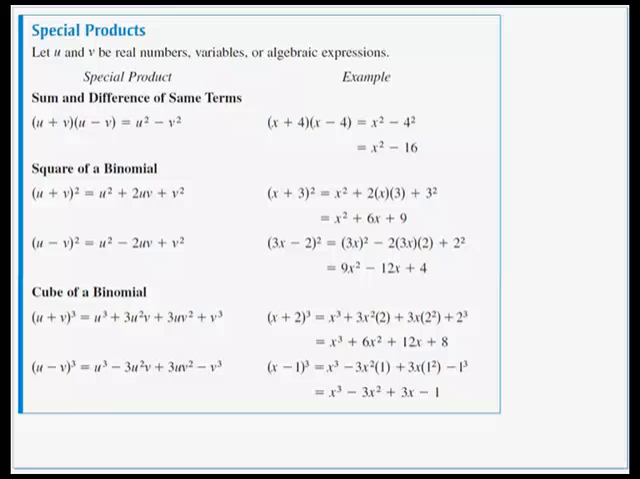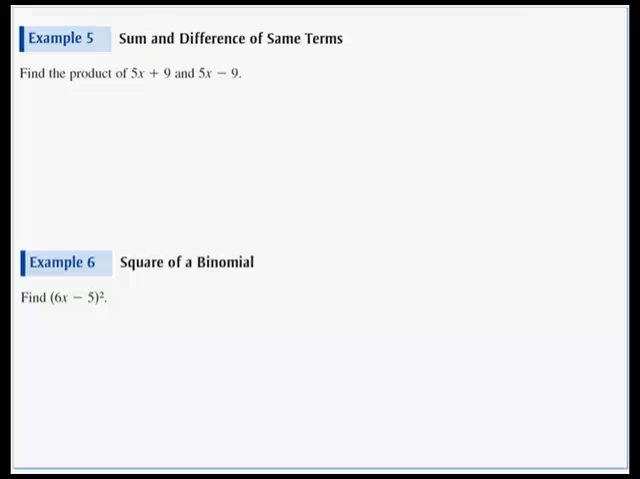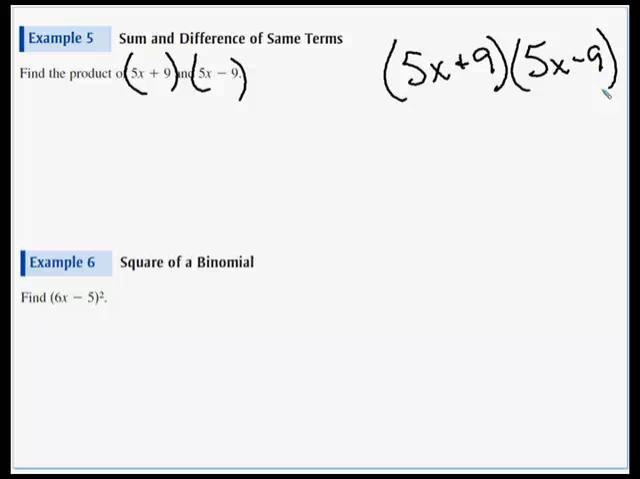And let's try some of these out. So find the product of these two terms, 5x plus 9 and 5x minus 9. You could write them together, 5x plus 9 times 5x minus 9, and say I can FOIL those out. And you could do first, outers, inners, last. And then you could collect your like terms, and you'd have the product, the correct answer.